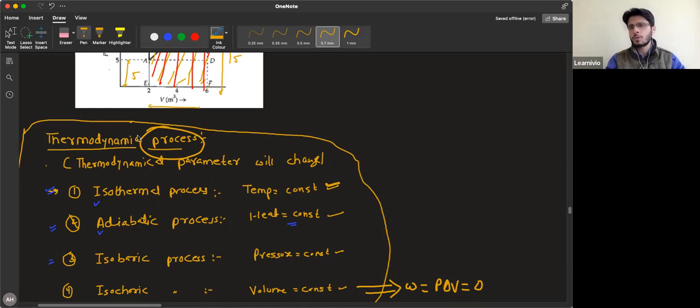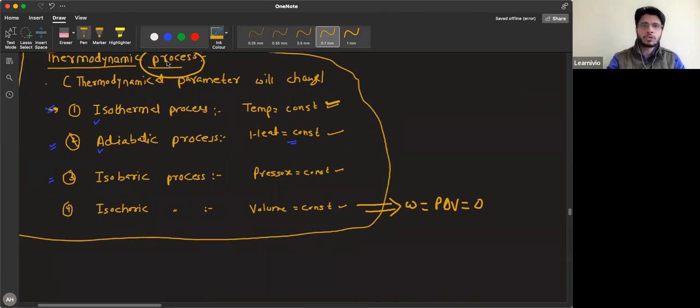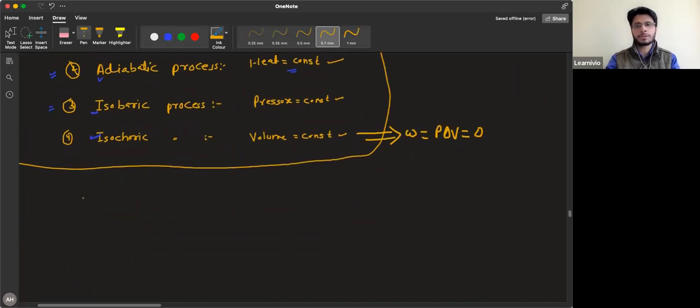A thermodynamic process will occur when the thermodynamical parameters of the system change. What are the different thermodynamical parameters? It could be pressure, it could be volume, it could be temperature. If these thermodynamical parameters are changing, then we would say there is some process occurring. So your process could be isochoric, isobaric, adiabatic, or isothermal. We start with the isochoric, because the maximum use of KTG is in isochoric and isobaric.